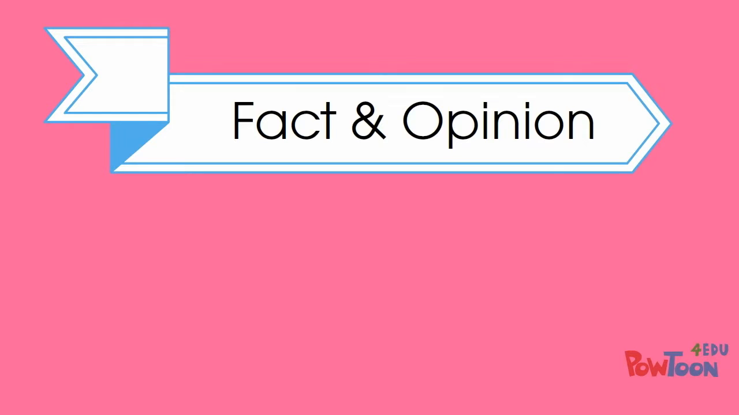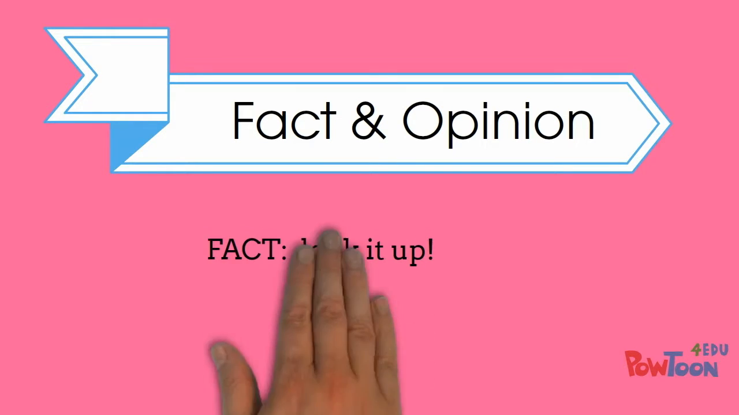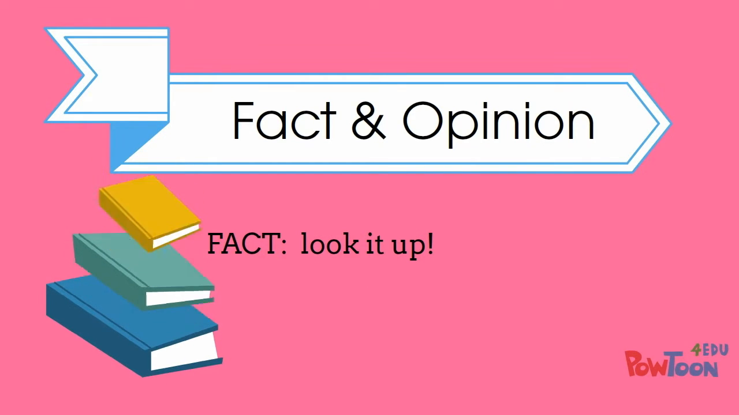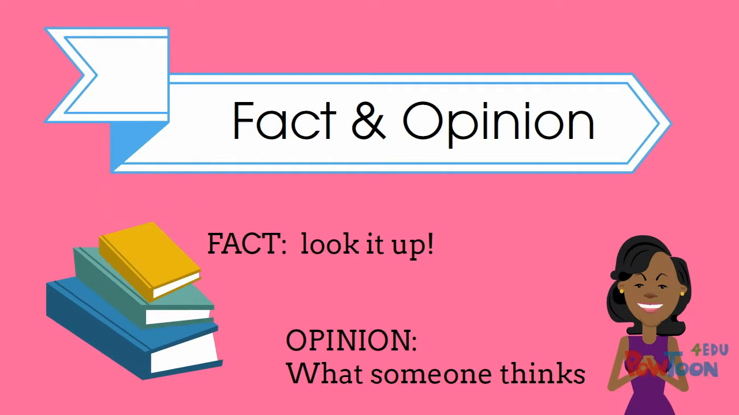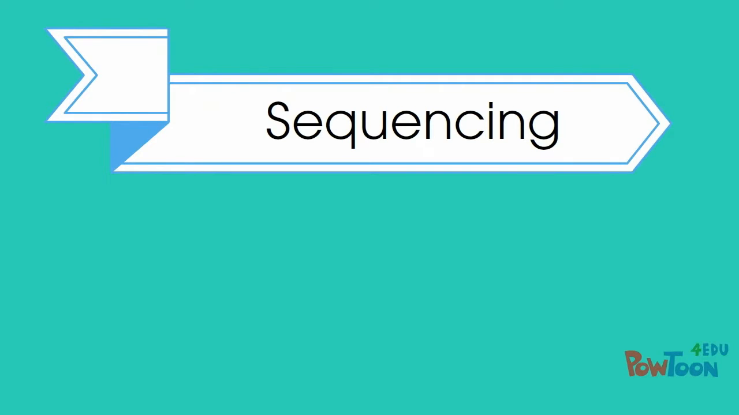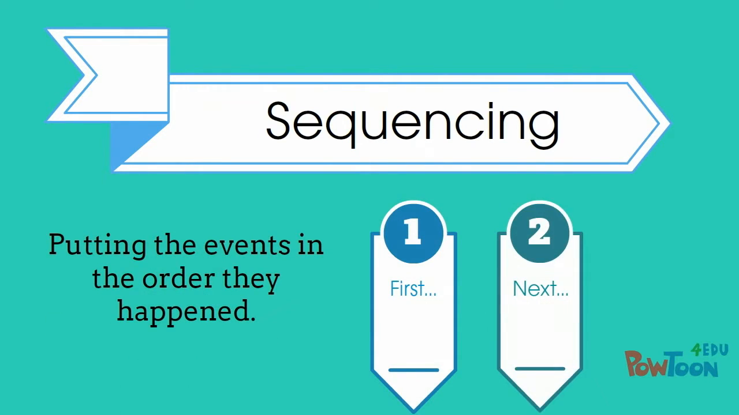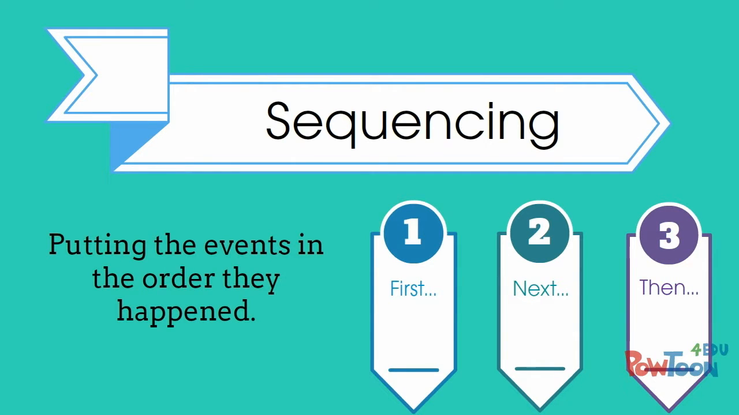Then you learned about how to tell if something is a fact or opinion. If it's a fact, you can look it up and learn that it's been proven. Opinions are how someone thinks or feels about something. Opinions cannot be proven. Next, you learned about sequencing, which is putting the events in the order they happened. Wait a minute, I think I'm sequencing right now as I tell you about the things we've learned.